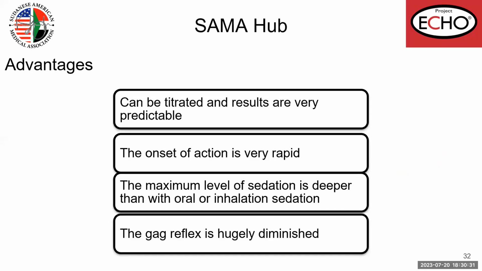So the advantage is that it can be titrated, and the onset of action is very rapid. The moment you inject the drug intravenously, within 30 seconds, the child's eyes will drop. The onset of action is very rapid. The maximum level of sedation is deeper than with oral or inhalation sedation. So it can give a deeper level of sedation. This is good in terms of what I can do in the operation, but it could also be considered a disadvantage, as we're going to see. And the gag reflex is highly diminished, and this is a good advantage.